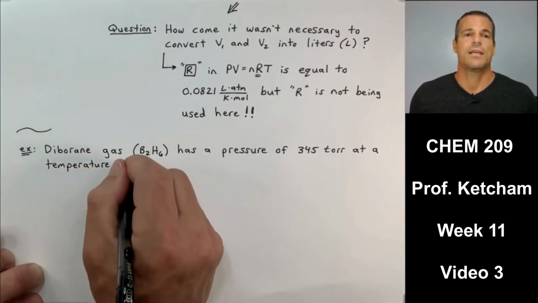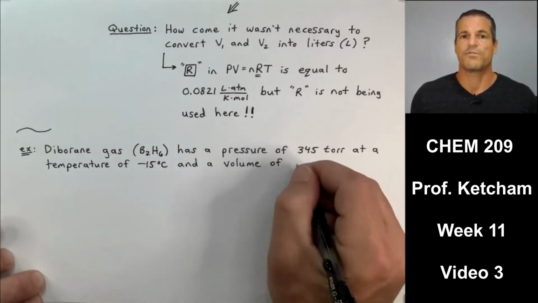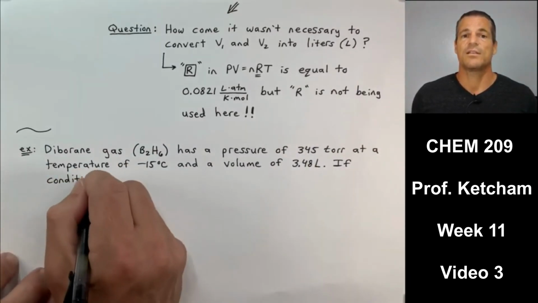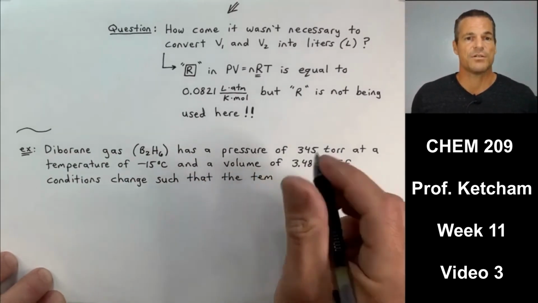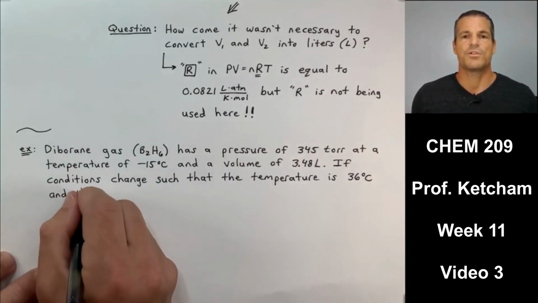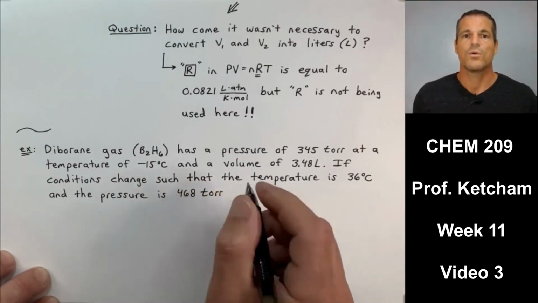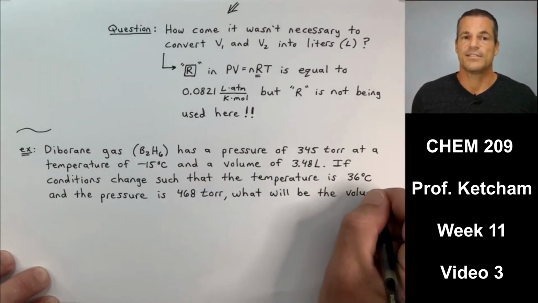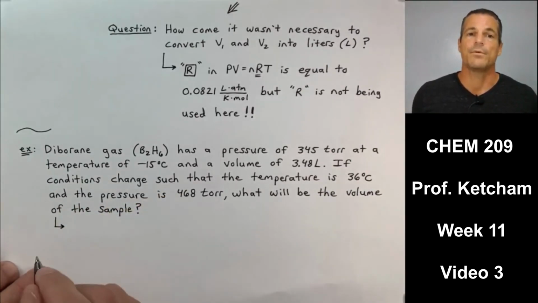All right, next example. Diborane gas, B2H6, has a pressure of 345 torr at a temperature of minus 15 Celsius and a volume of 3.48 liters. If conditions change, see that phrase? If conditions change such that the temperature is 36 degrees Celsius and the pressure is 468 torr, what will be the volume of the sample gas? Okay, so what will be the volume of the sample gas?